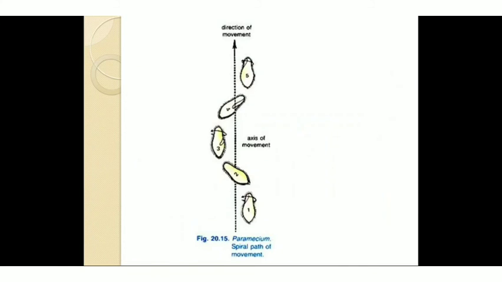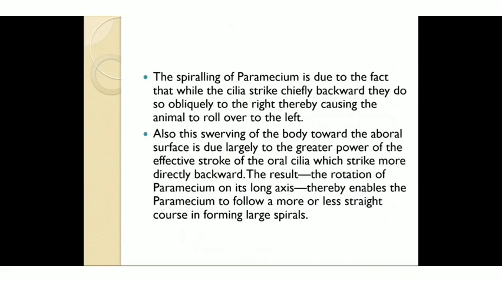See, here we can see a spiral path of the ciliary movement of paramecium. The line shows the single axis around which the paramecium moves obliquely. It moves to its left due to the oblique beating of the cilia. So the spiraling of paramecium is due to the fact that while the cilia strike backward, they do so obliquely to the right, thereby causing the animal to roll over to the left.